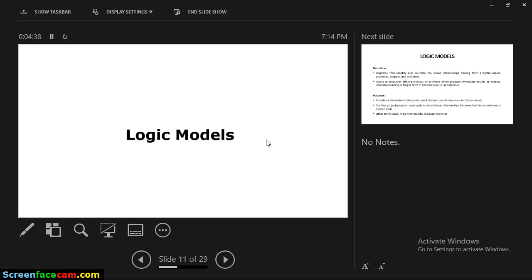Then the third column was talking about the means of verification. Where are you going to be getting the information for you to be able to measure the indicator so that you can tell that we've succeeded or we have not succeeded? Are we together?